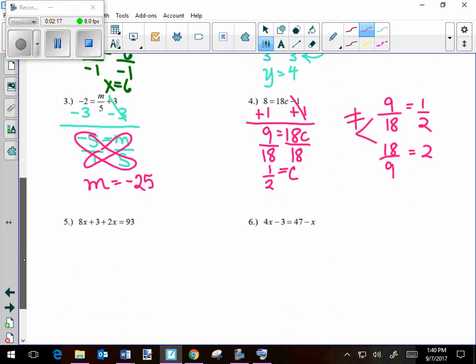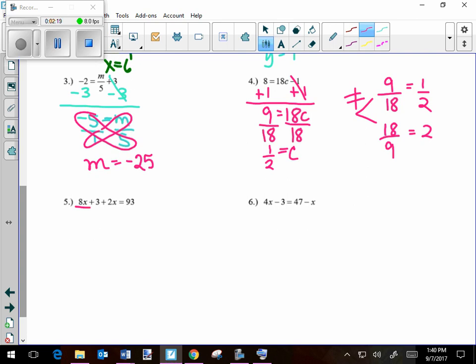In question 5, they have us combining like terms before we continue on and solve. So we have an 8x and a 2x on one side of the equation. We're going to combine them together. I'm going to minus 3 from both sides and get 10x equals 90. I'm going to divide by 10 and get that x is equal to 9. So my final answer on that one is 9.